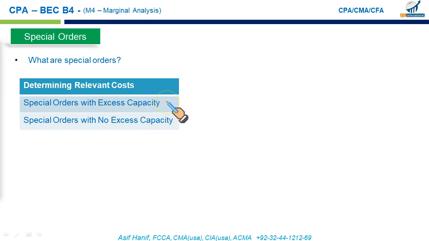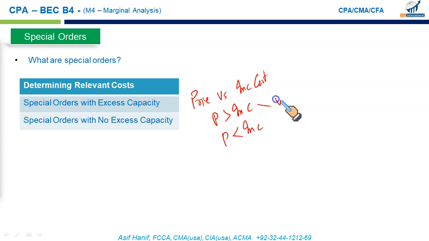You receive a special order and you have excess capacity. When excess capacity is available, then you should simply compare the price you are getting for that order versus the incremental cost. If the price is greater than the incremental cost, go for it. But if the price is less than the incremental cost, which is usually the variable cost, then simply don't. I'll explain this idea through an example.